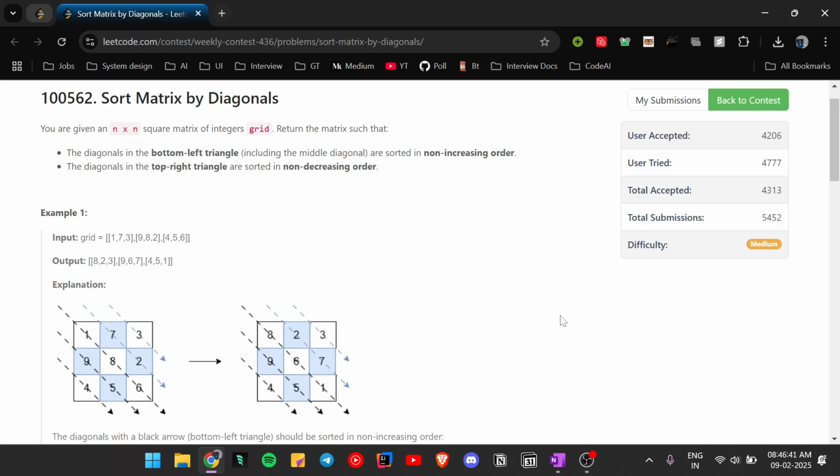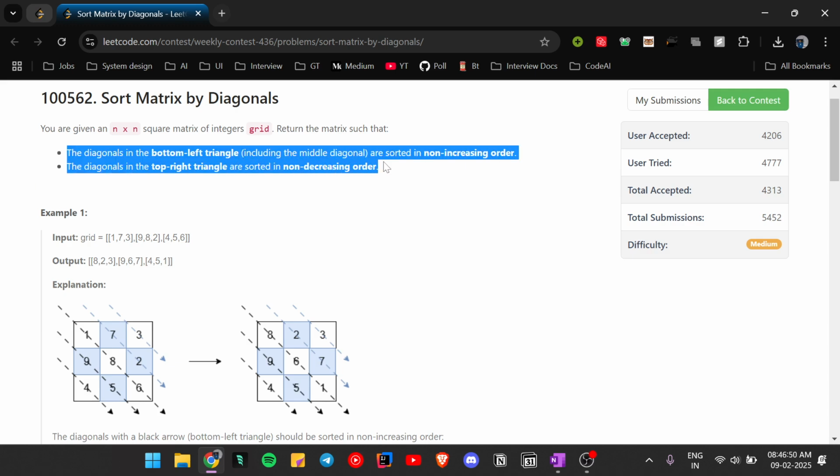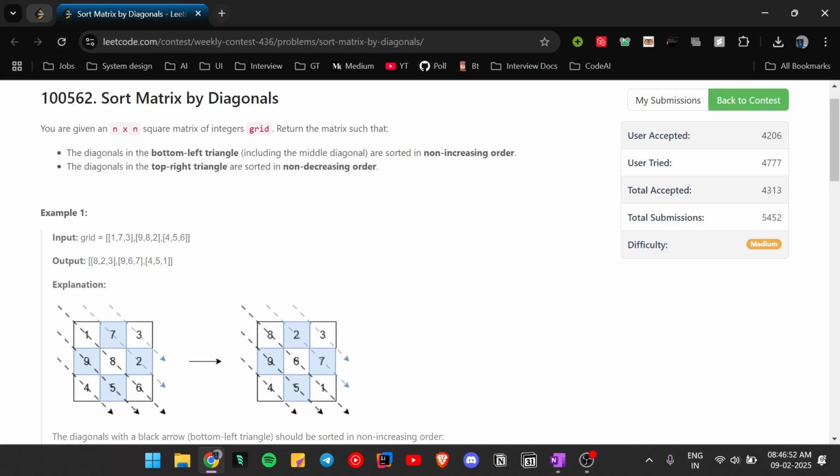In this particular video, we are discussing LeetCode weekly contest 436, problem number A. In this problem, we are given an n cross n square matrix of integer grid, and we have to return the matrix such that two conditions hold. The diagonals in the bottom left triangle, including the middle diagonal, are sorted in non-increasing order, and the diagonals in the top right triangle are sorted in non-decreasing order.